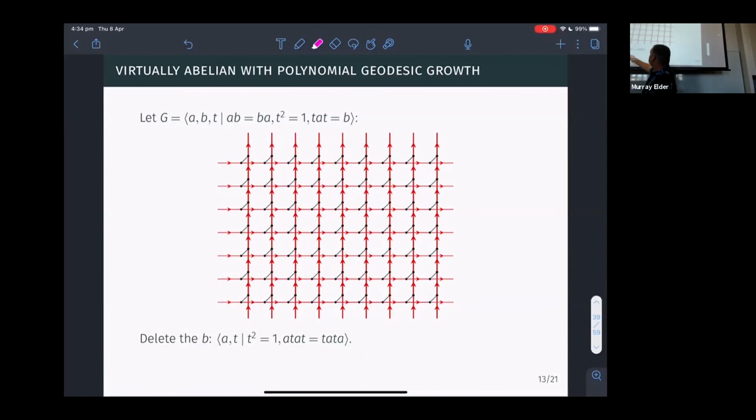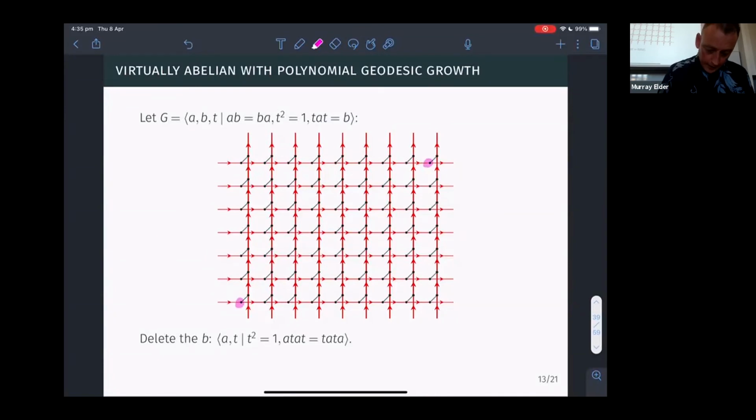Delete the B. Because B you don't need. B is equal to TAT. So that was my great breakthrough here. And you end up with this Cayley graph, which has polynomial geodesic growth. Because let's say, okay, we're doing Google Maps again. I want to get from here to here. There's my office, that's SMRI.